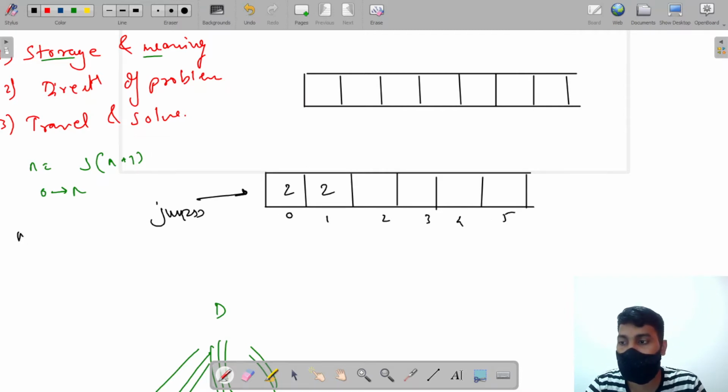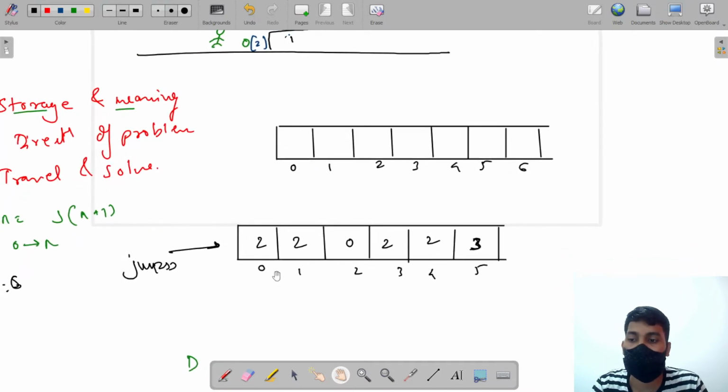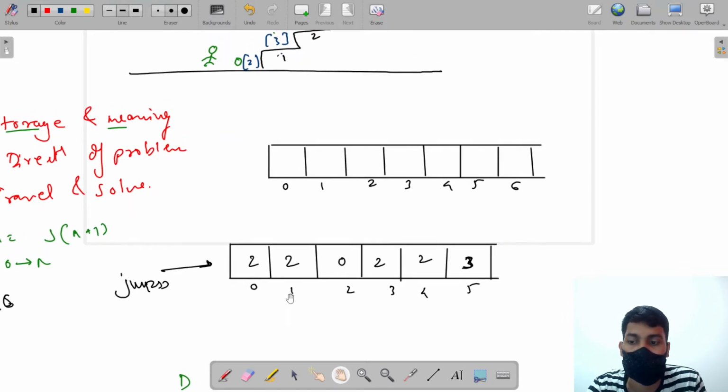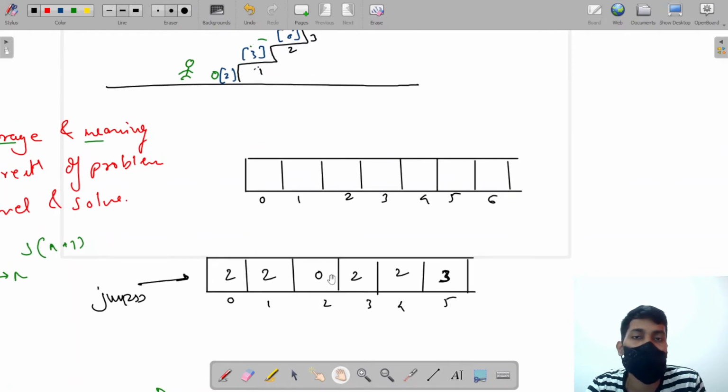We are solving this for n equals 6. So the storage will be of size 0, 1, 2, 3, 4, 5, 6, right? Now let's say 0 jumps, 2 jumps, 2 jumps, and 3 jumps. Consider these are the jumps given to us. These jumps represent that from the 0th stair we can take at most 2 jumps. From the first stair we can take 2 jumps. From the second stair we can make 0 jumps, which means if we reach the second stair, there is no way that we can climb any further.